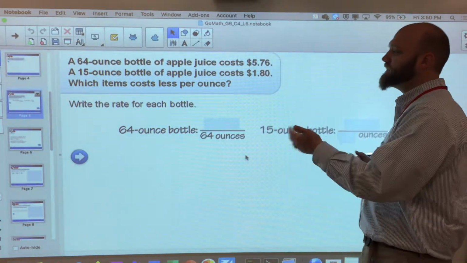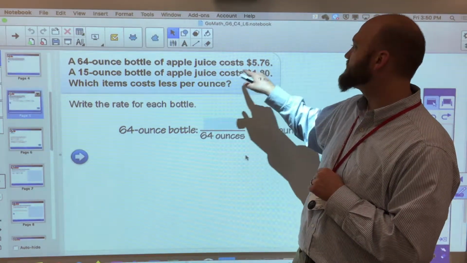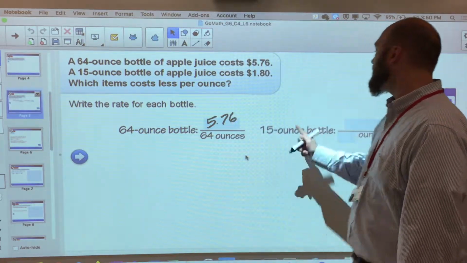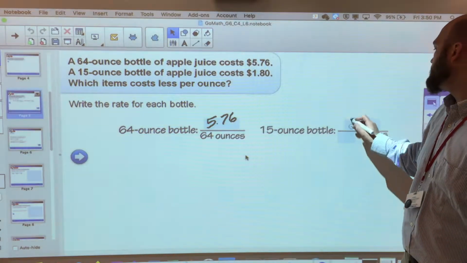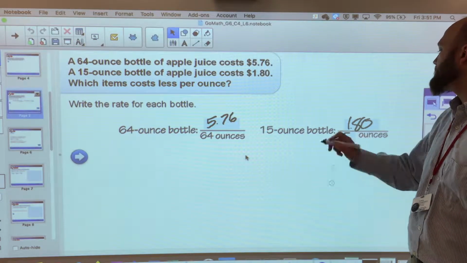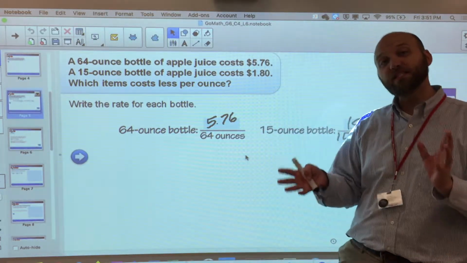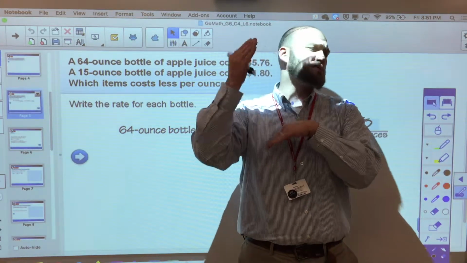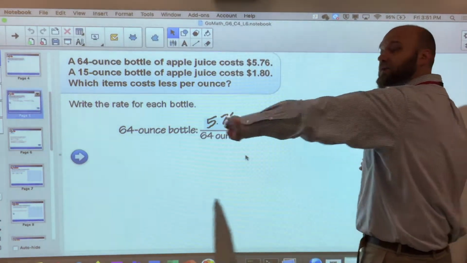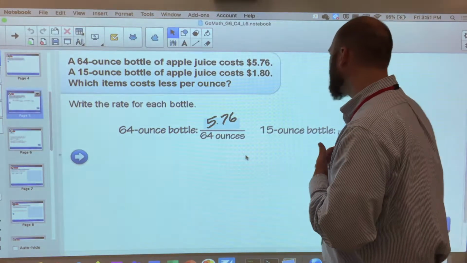So a 64-ounce bottle, well, we know we have ounces, and we're comparing money to ounces, so 64 ounces is $5.76, and a 15-ounce bottle is $1.80 per 15 ounces. It's very important that we keep ounces on one level and we keep money on the other. Now, realistically, would it matter if ounces were up top and money were at the bottom? It would not. As long as ounces are on one level and dollars are on one level, we can solve this problem. That's really what's important here.